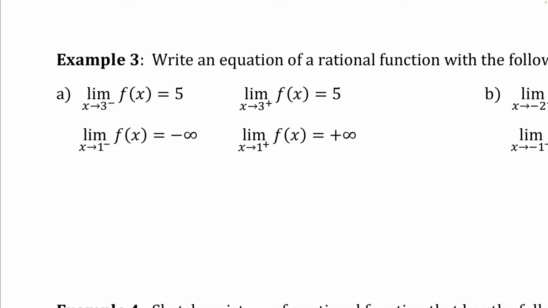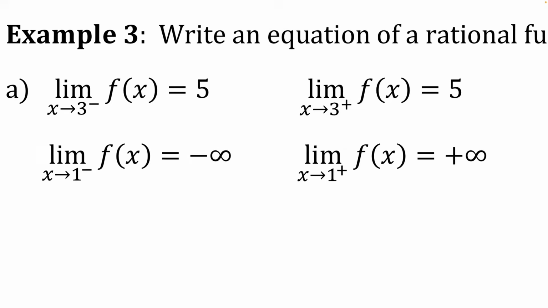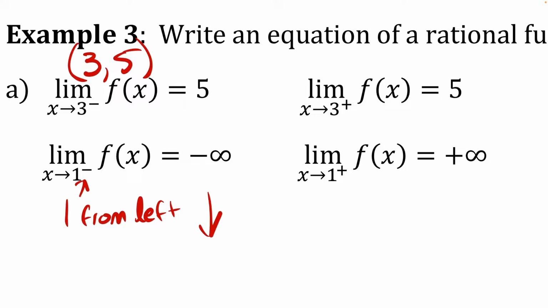Example number 3. Write an equation of a rational function with the following limit properties. Ooh, that's interesting. All right, so here's how I interpret this. On the first one, when I get close to the x coordinate of 3, I get the y coordinate 5. 3, 5 needs to be on a graph. When I get close to 1 from the left, that will shoot down off the graph. The only way to have off the graph is to have a VA.